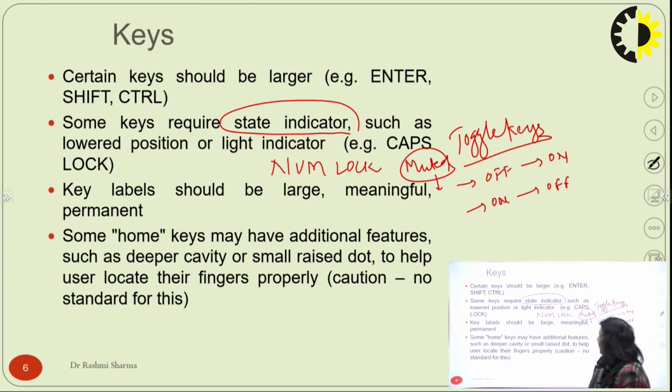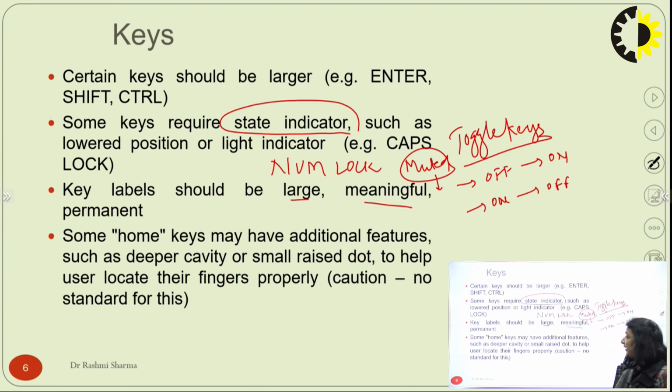Key labels should be large, meaningful and permanent. Obviously, once you get acquainted with the keys, you know where the shift key, the enter key and the control key are. But the labels should be intact with meaningful words so that a novice user can understand. For each and every keyboard, we have to think that a novice user should know where the key is, what the function of that key is, and how they can activate or deactivate it.